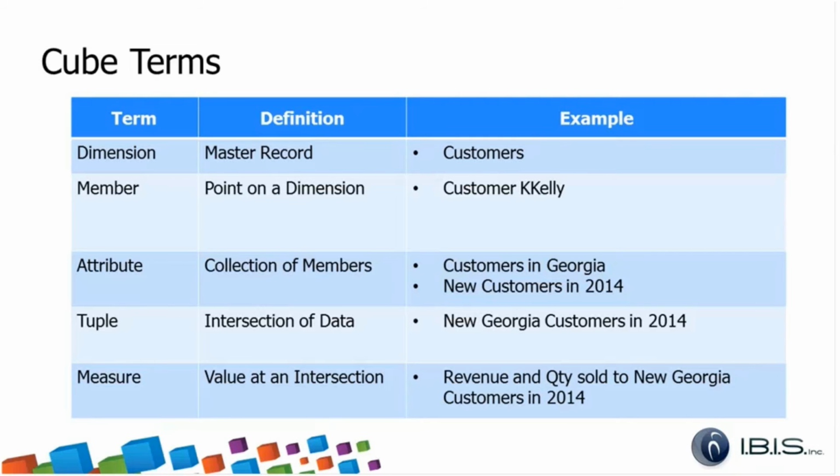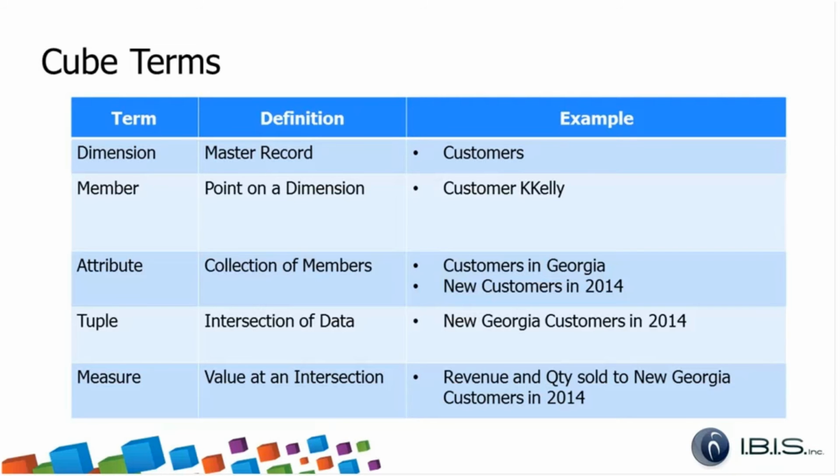As part of those dimensions, we have members. These are specific records in that dimension, like a customer example. In this case, we have Kelly would be a customer. And then you also have attributes in those dimensions, which are a collection of your members. An example of that would be customers in Georgia or new customers in 2014. So these are further ways to divide your dimensions and to pull out report data and to divide it how you want to see it. And you can also do this on the fly with the tools I'll be showing you.